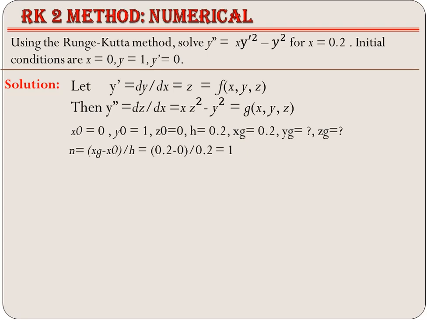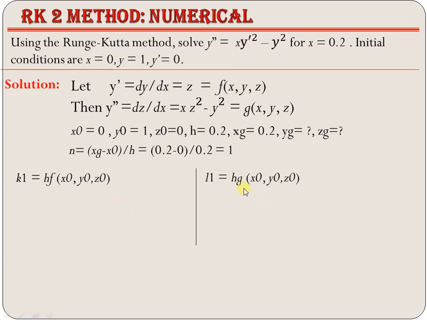For yg we get y0 plus k, and zg is z0 plus l. The k and l are the weighted means, so k is calculated as k1 plus k2 by 2 and l is calculated as l1 plus l2 by 2. These k1, k2, l1, l2 can be calculated using the formulas. The formula for k1 is h into f of x0 comma y0 comma z0, meaning the initial values of x0, y0 and z0 we put in the given function and multiply by h, then we get the value of k1.